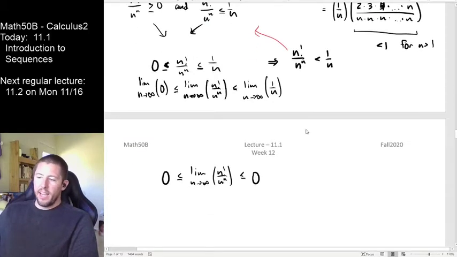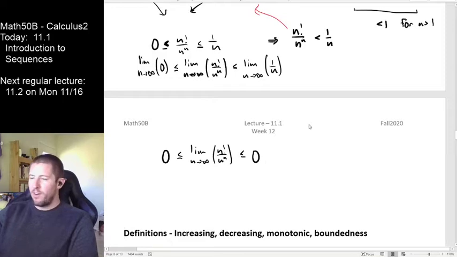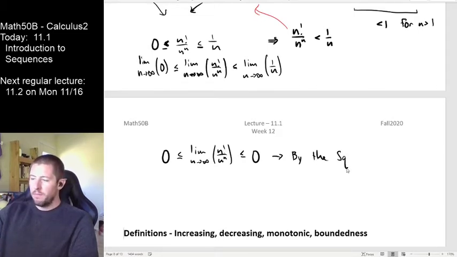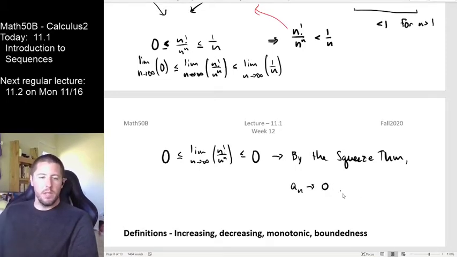And so notice that we're getting that this thing is stuck between 0 and 0. And so we can say, by our old friend, everybody's favorite thing in chapter 4 of Calc 1, by the squeeze theorem, a sub n is going to converge to 0. It looks like we've squeezed it between two known parts.